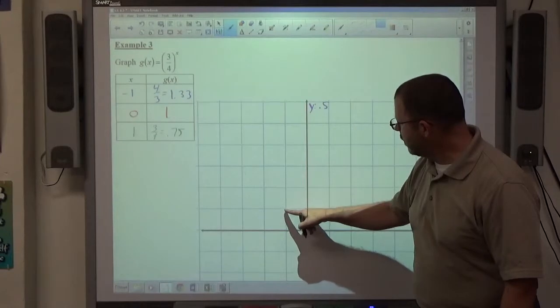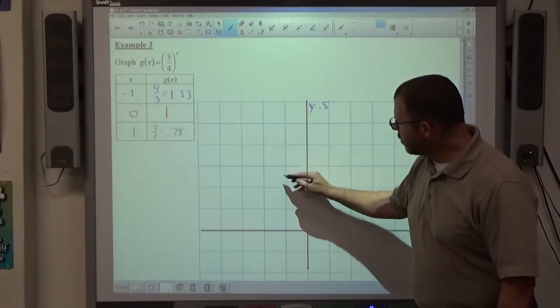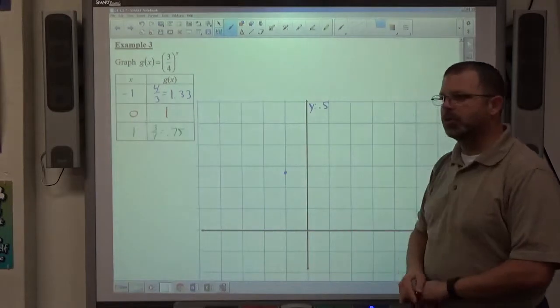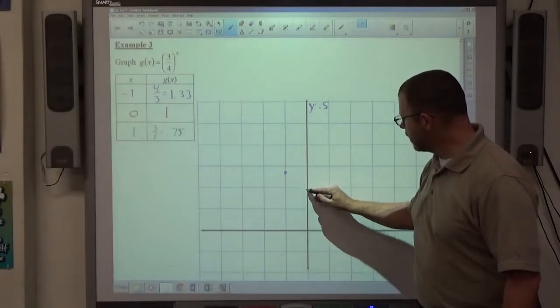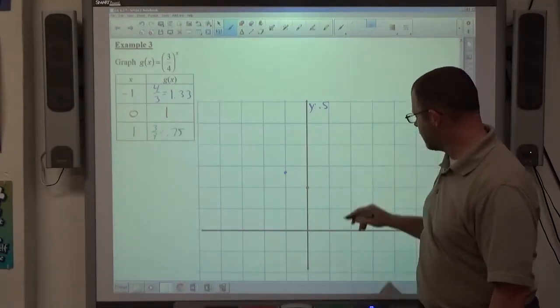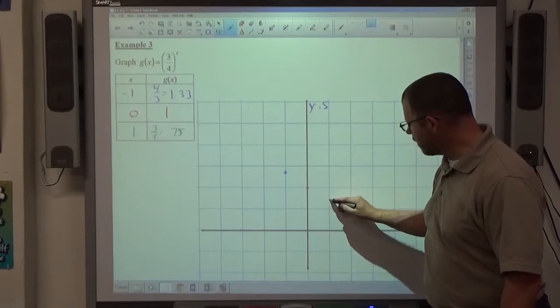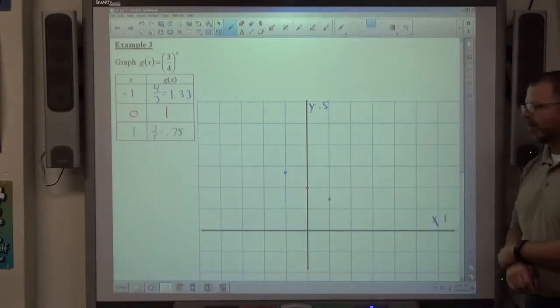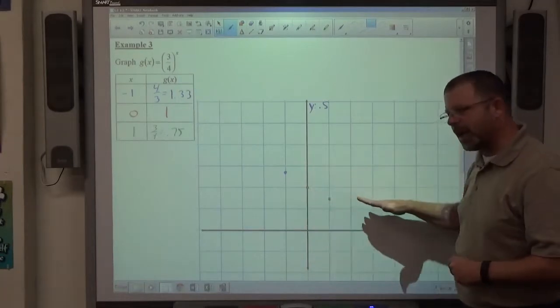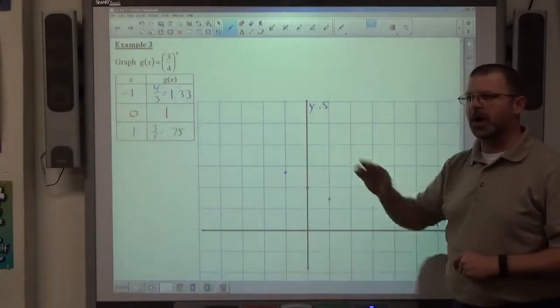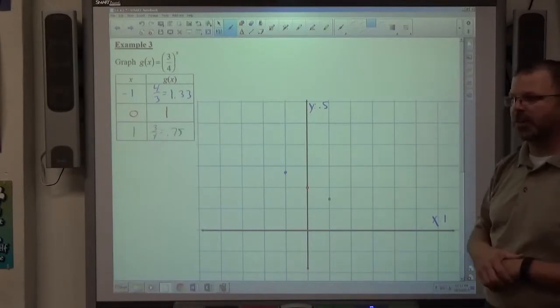At -1, 1.33: 0.5, 1, 1.5 is here, and 1.33 would be about 2/3 of the way between 1 and 1.5. At 0, 1 is right here, and then at 1, 0.75. We have 0.5 and 1, and 0.75 is exactly halfway between. Those look like they almost make a straight line. Okay? X powers don't make straight lines, they make curves. One side flattens out, the other side goes up to infinity. What you can see here is that the side to the right is going down, and to the left is going up. So it's just a basic exponential function, that's how it's graphed.